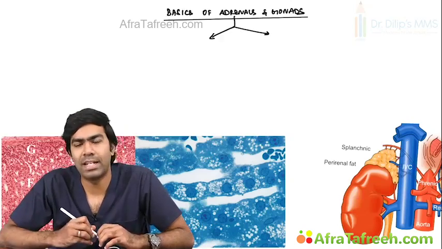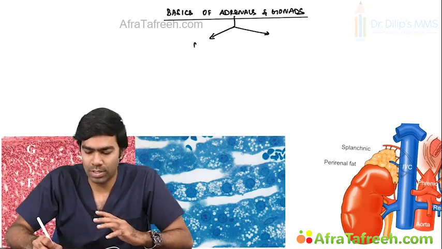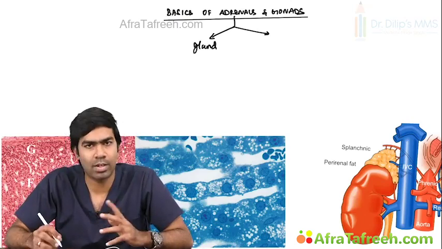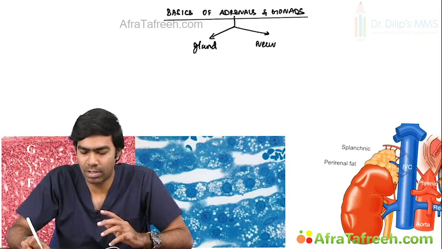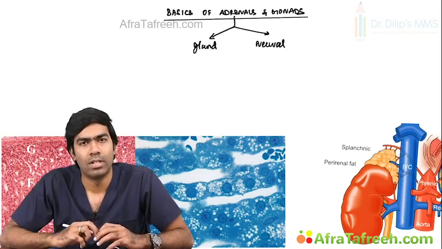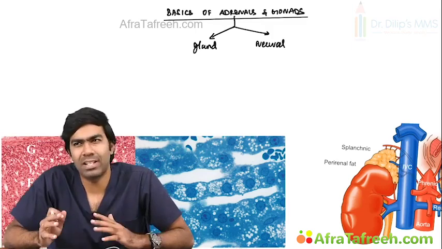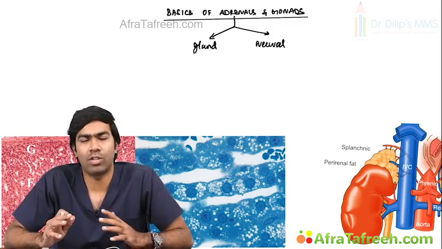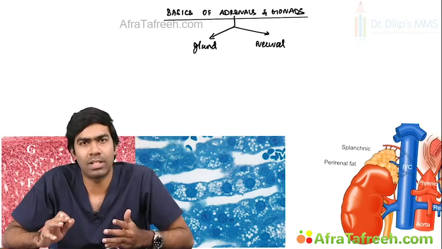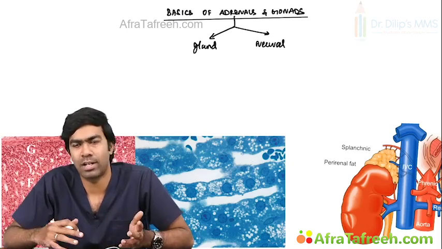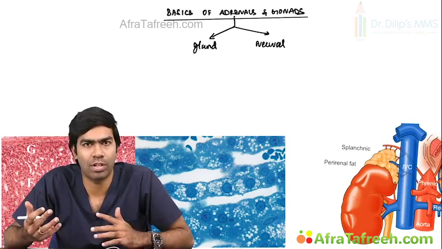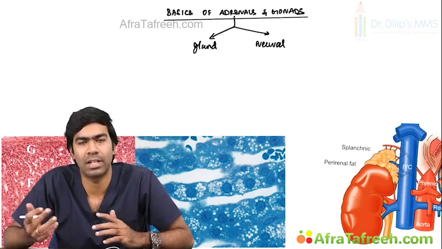The adrenal gland is basically divided into two parts. One is the glandular part and the second one is the non-glandular part, which is nothing but the neural part. This is very common to many other endocrine glands, where your thyroid also has a glandular part in the form of thyroid epithelial cells that secrete thyroid hormones, and a non-glandular part in the form of parafollicular cells, otherwise called C cells, which secrete calcitonin.